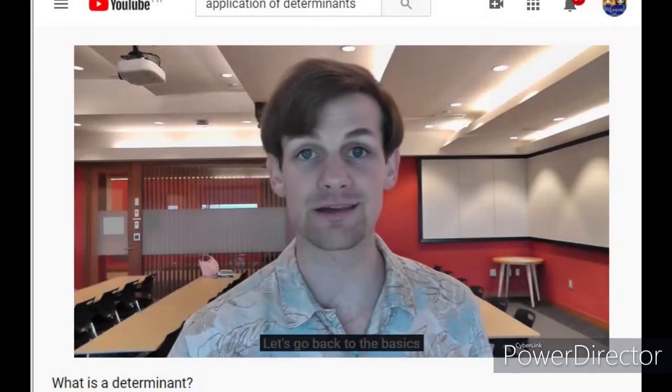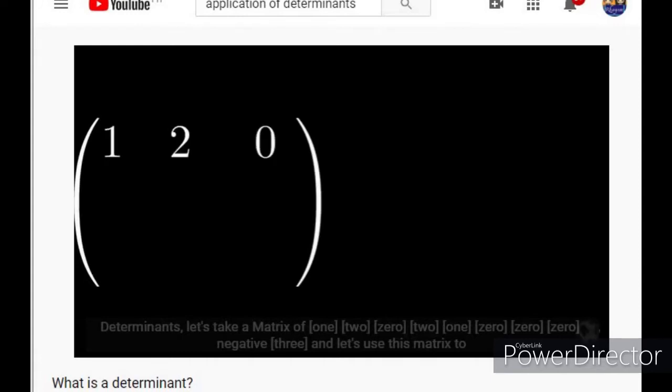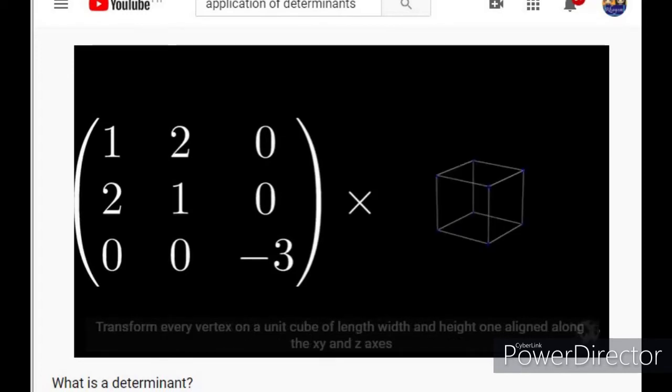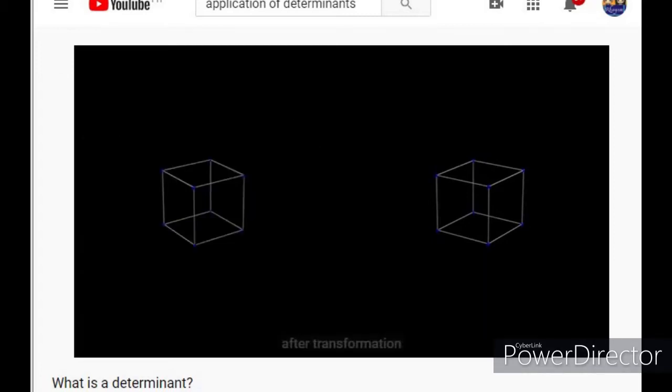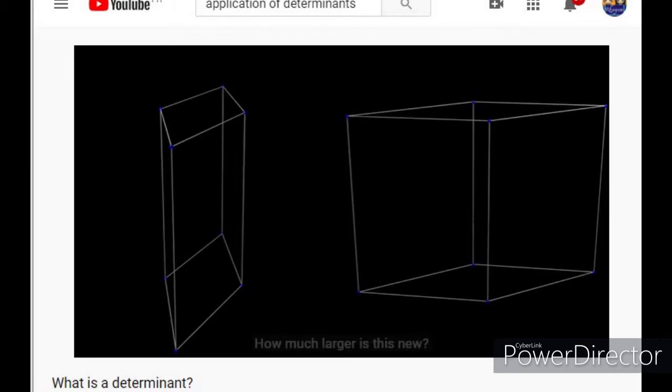Let's go back to the basics. Determinants. Let's take a matrix of 1, 2, 0, 2, 1, 0, 0, 0, negative 3, and let's use this matrix to transform every vertex on a unit cube of length, width, and height 1, aligned along the x, y, and z axes. After transformation, you'll see that we have a completely different object than we had before. But now I have a bit of a question. How much larger is this new transformed object?